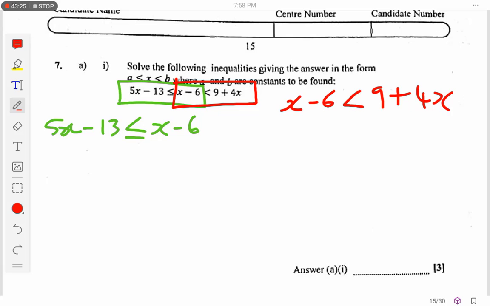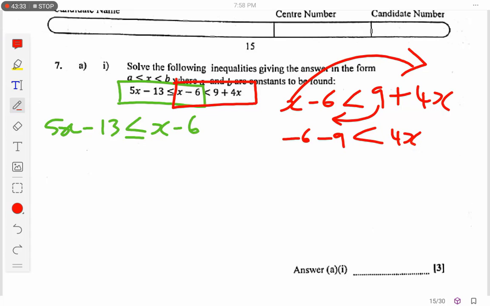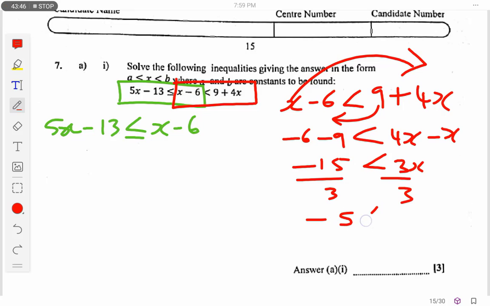Okay, for this one I can take the x this side and I can take the 9 here, so I have minus 6 minus 9 is less than 4x, then minus x there. So this is going to be 3x here and here minus 15. Okay, so I can divide here by 3 by 3. So I get minus 5 is less than x there.